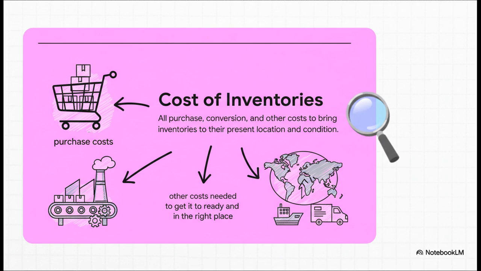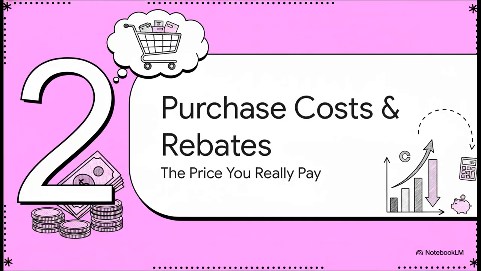The key thing to remember here is this isn't just about crunching numbers. It's about accurately capturing all the economic resources a company has tied up in the stuff it plans to sell. We're going to unpack each one of these. Let's start with the one that seems the most straightforward, the cost of just buying goods from a supplier. But as you're about to see, it's not quite as simple as just looking at the sticker price.